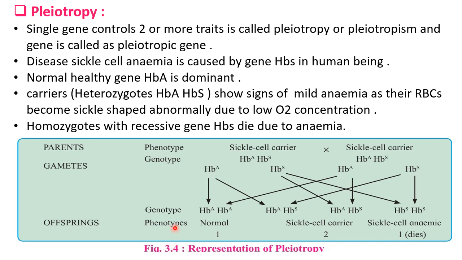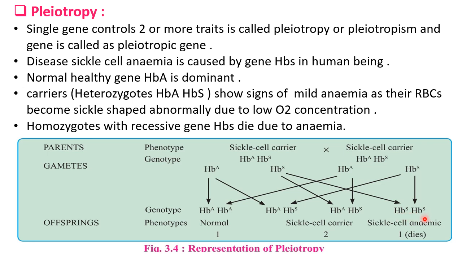Now here we see the genotype of the offspring is HBA HBA, means it shows both the dominant genes and it is homozygous. Then here we see the offspring with genotype HBA HBS, and it is in heterozygous condition. It is a sickle cell carrier. Here also we see HBA HBS. It is also a sickle cell carrier. And lastly, we see both the genes are similar, which cause the disease sickle cell anemia, that is HBS HBS.